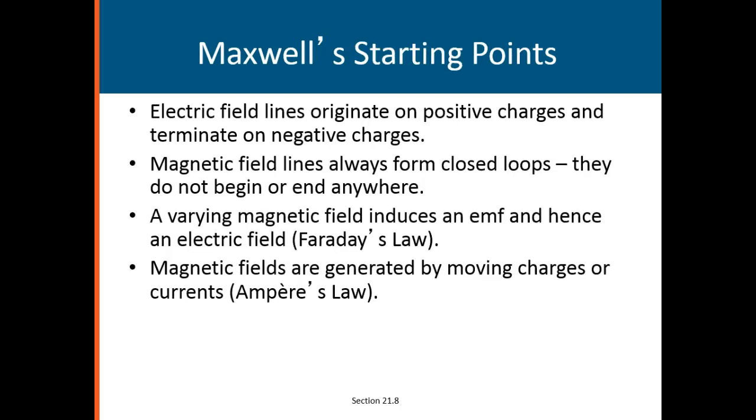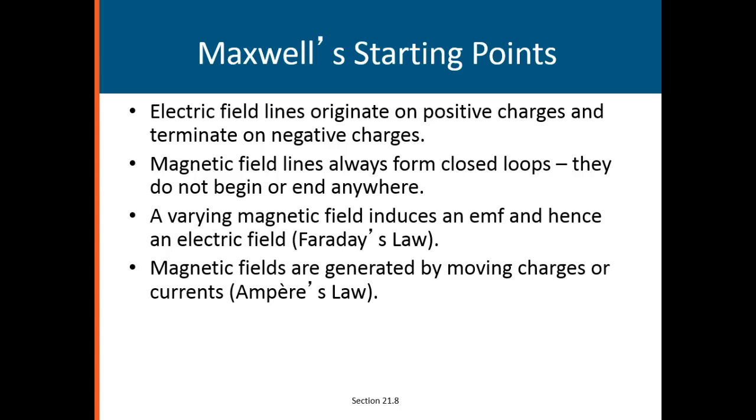Maxwell's starting points. This is what you have at the bottom of page 703. Electric field lines originate on positive charges. Remember we did this before. They terminate on negative charges. That was one of Maxwell's starting points. Magnetic field lines always form closed loops. They do not begin or end anywhere. Part of that closed loop usually goes through your magnet.